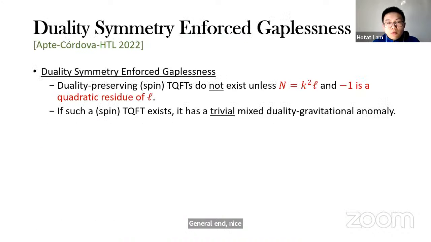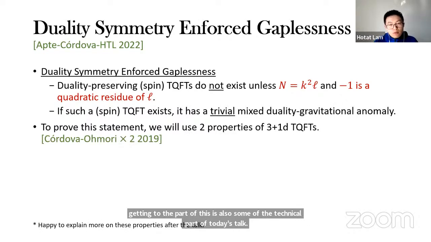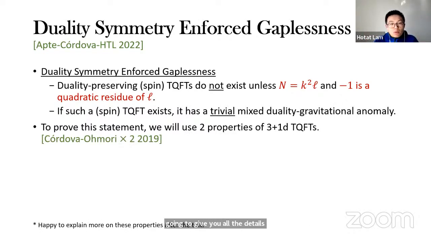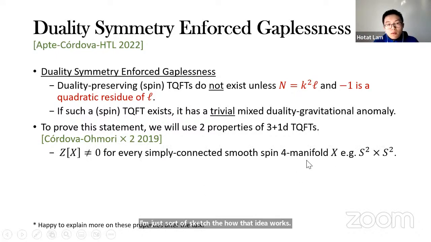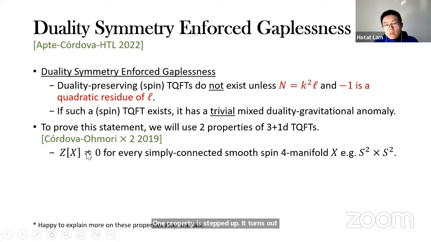Okay. So now I'm really getting to another technical part of today's talk. I want to prove these statements, and I'm not going to give you all the details, I'm just going to sketch how the idea works. To prove these statements, I'm going to use two properties of the TQFT. One property is that 3+1D TQFTs always have non-trivial partition functions on every simply connected smooth spin four-manifold. So this includes, for example, S2 times S2, which is the manifold that I'm going to discuss most in the proof.